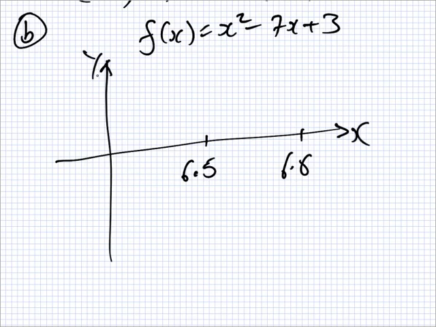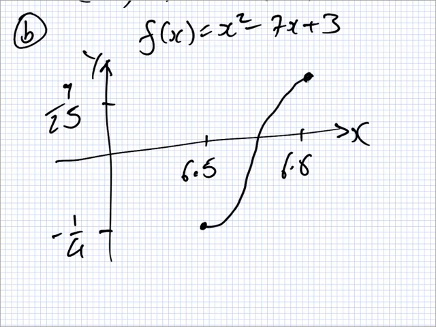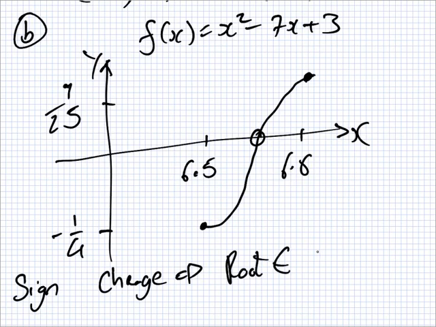6.5 squared minus 7 times 6.5 plus 3. So that's minus a quarter. And then if I put in 6.6, that will be 9 over 25, which is positive. So because the sign changes, that means there must have been a root in between. So the sign change implies there's a root somewhere in between 6.5 and 6.6.